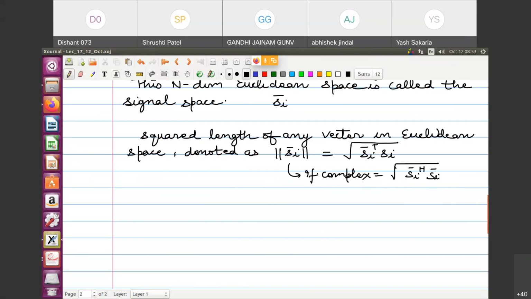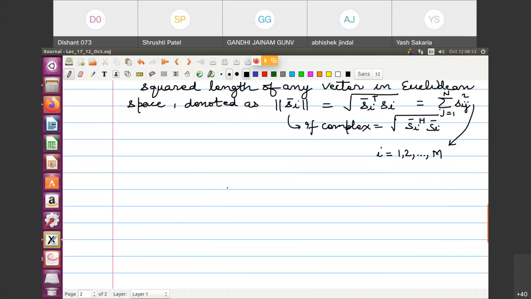So this is equal to, let me write it down, the summation over j equal to 1 to capital N of Sij squared, where i is equal to 1 to m. Now this squared length is nothing but the inner product or dot product of Si with itself.